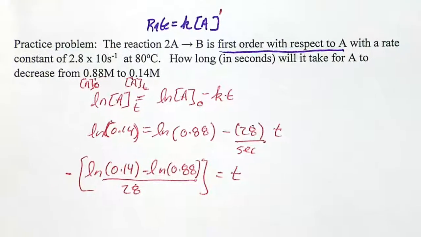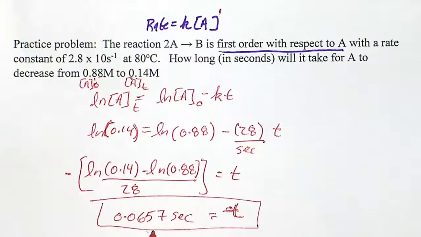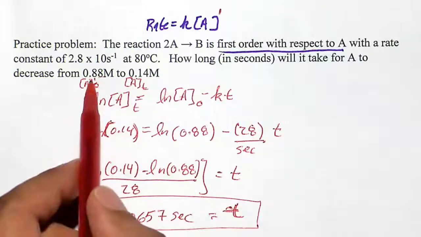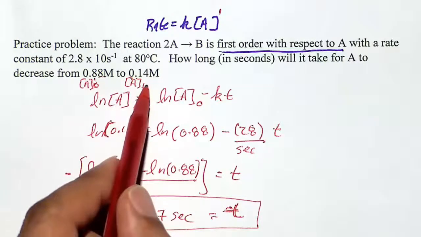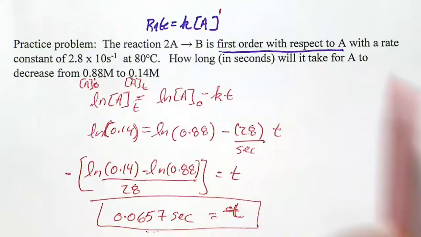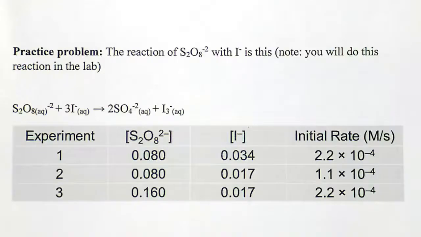So putting that in my calculator, I get an answer of 0.065, and put another digit here, 0.0657, and my units are going to be seconds. So 0.0657 seconds for A to disintegrate from 0.88 molar to 0.14 molar, because the reaction is first order with respect to A.